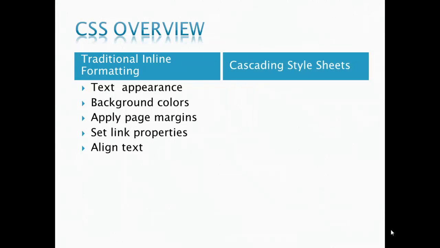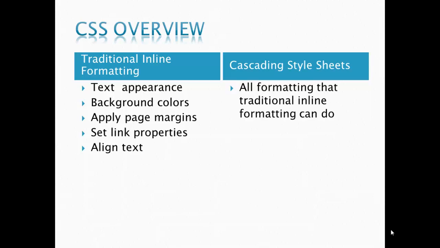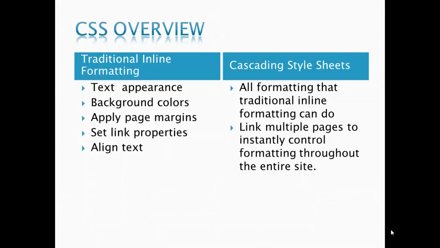With cascading style sheets, all of this formatting that is done in traditional inline formatting can still be done, but then saved to an external file and then applied to multiple pages, instantly controlling the format for the entire site. This also saves time because if you make one change to a certain color or a certain font that you want to apply to the entire site, you can make the change in CSS, the external style sheet, and it will apply to all the pages in the site instantaneously.